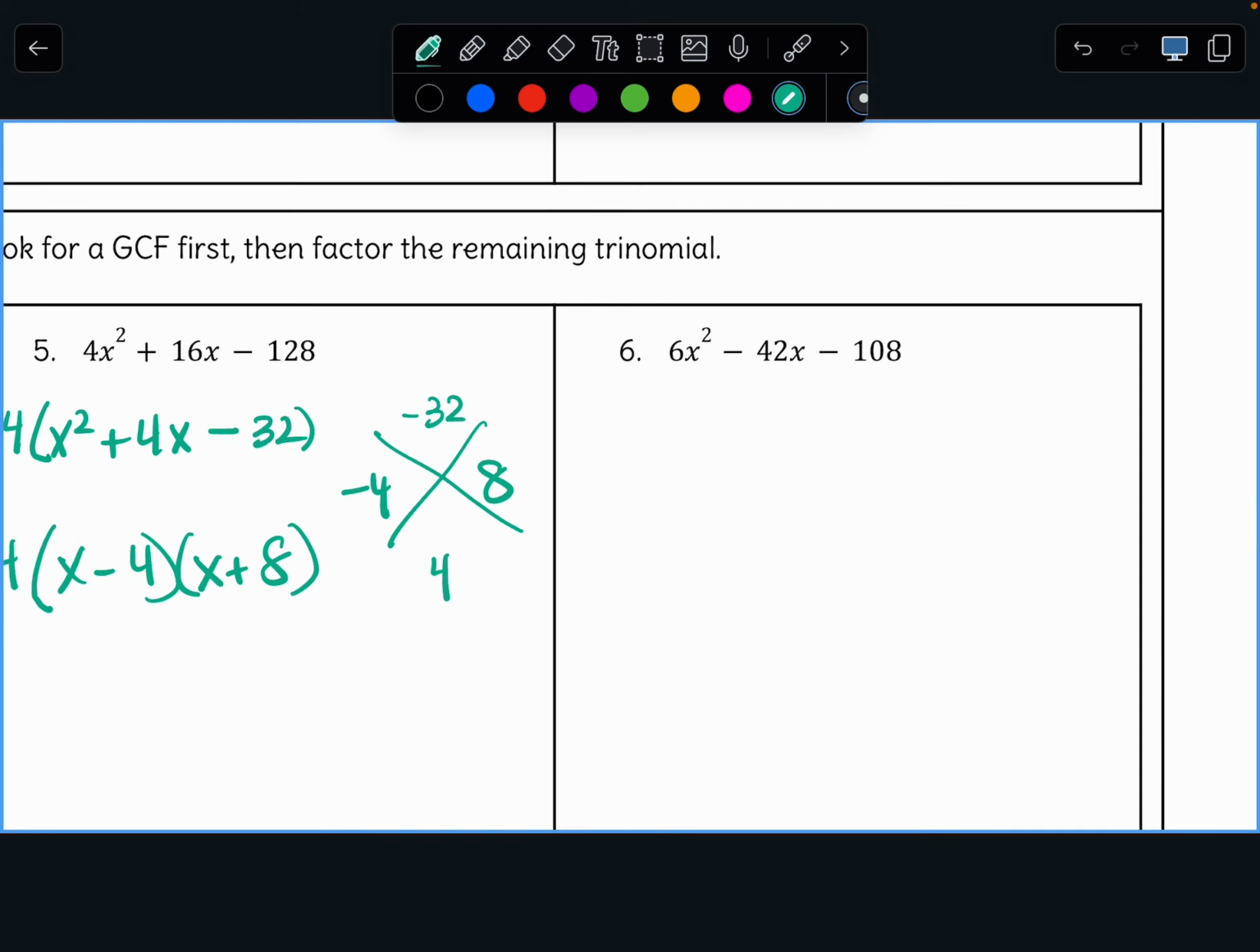What can I divide 6, 42, and 108 by? 6. So first I'm going to take a 6 out. That leaves me with x squared minus 7x minus 18. I had the wrong number at first; the 108 divided by 6 is 18. So I need it to multiply to be negative 18 and add to be negative 7.